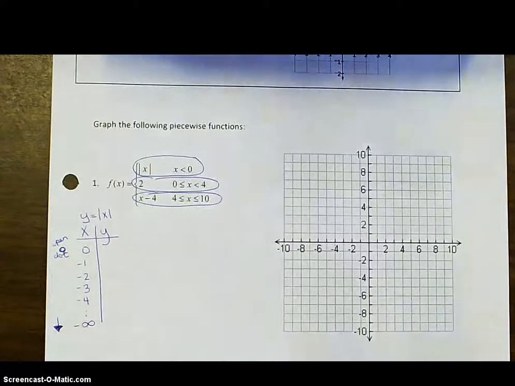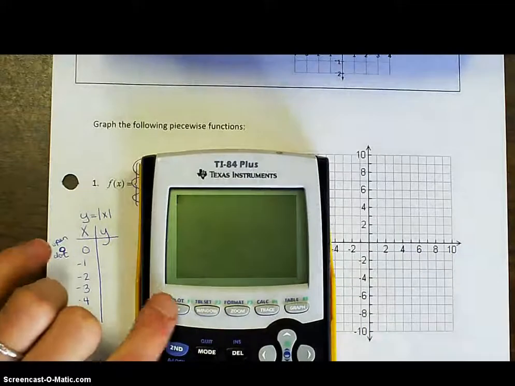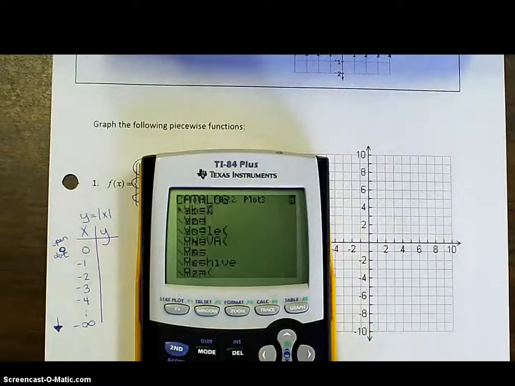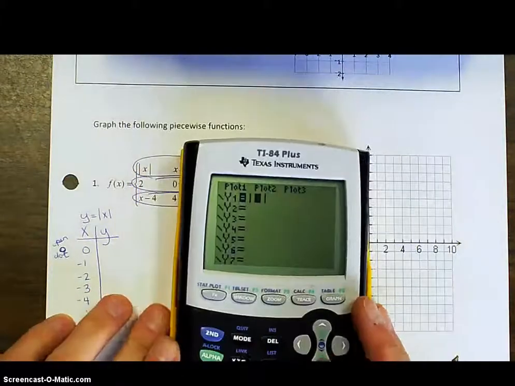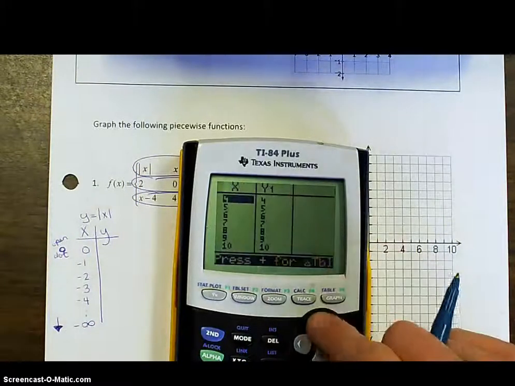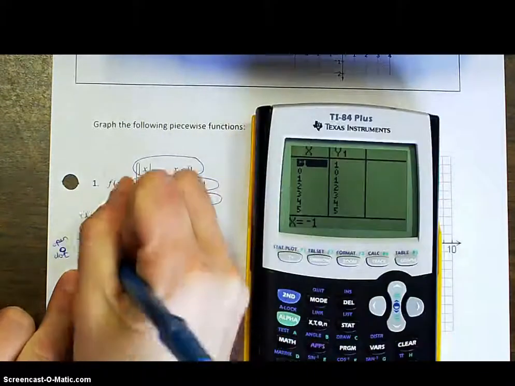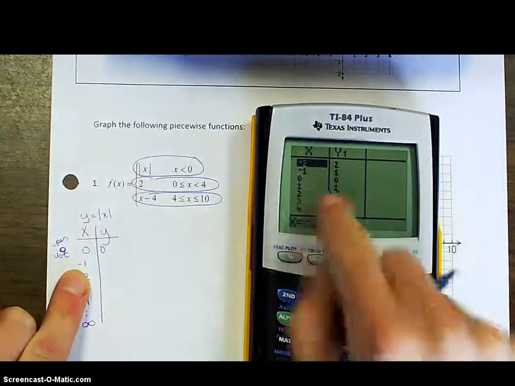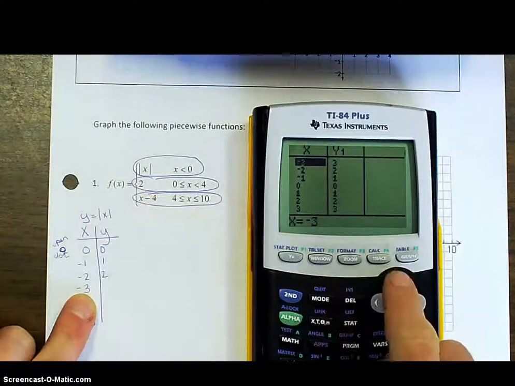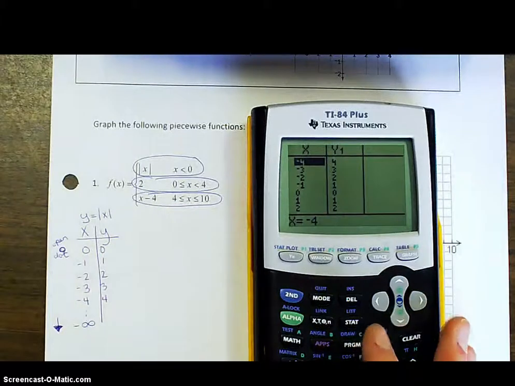All right, so let's go ahead and use our calculators and fill in our first table of values. So I'm going to go to y equals, clear it out, and I'm going to go to my catalog, absolute value, and I'm going to type in x. Now I'm going to go back to my table of values and I'm going to start plugging in what I know. So 0 is 0, -1 is 1, -2 is 2, -3 is 3, -4 is 4, and so on.